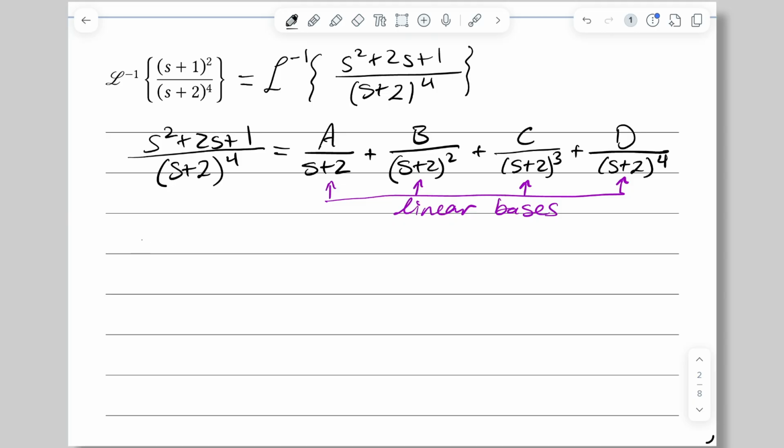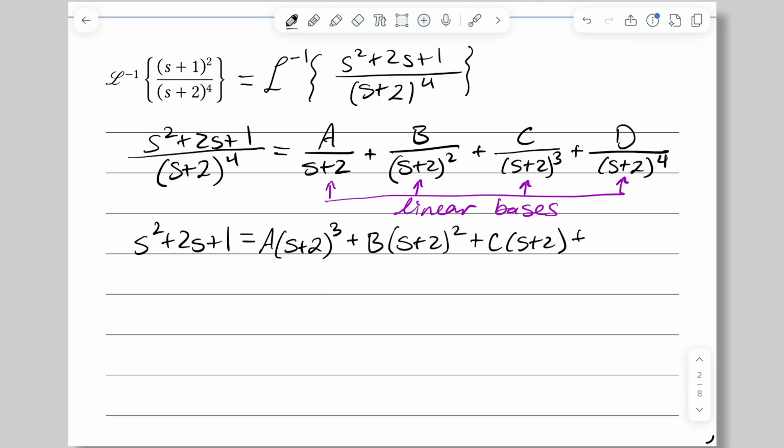Clearing fractions will give us s squared plus 2s plus 1 is equal to, now the common denominator is s plus 2 to the 4th power. The fraction involving a already has one factor of s plus 2 in the denominator, so it needs to be augmented with 3 factors of s plus 2. So a times s plus 2 cubed, likewise b times s plus 2 squared, c times s plus 2, and then d stands alone.